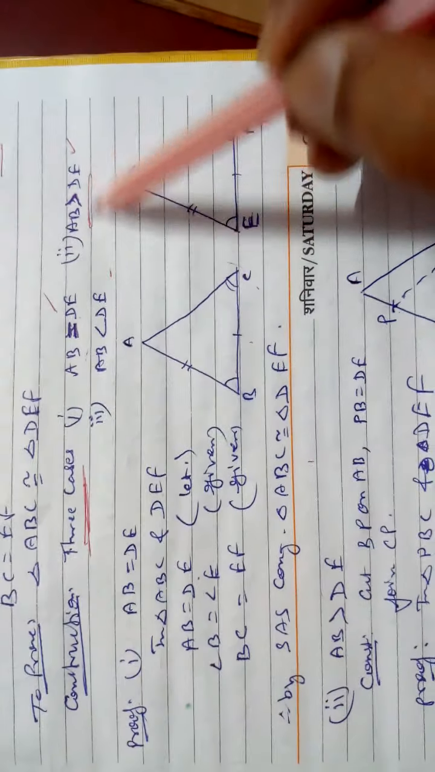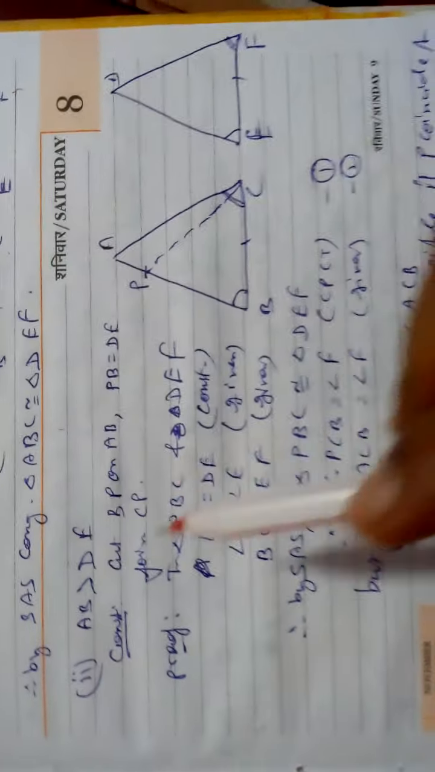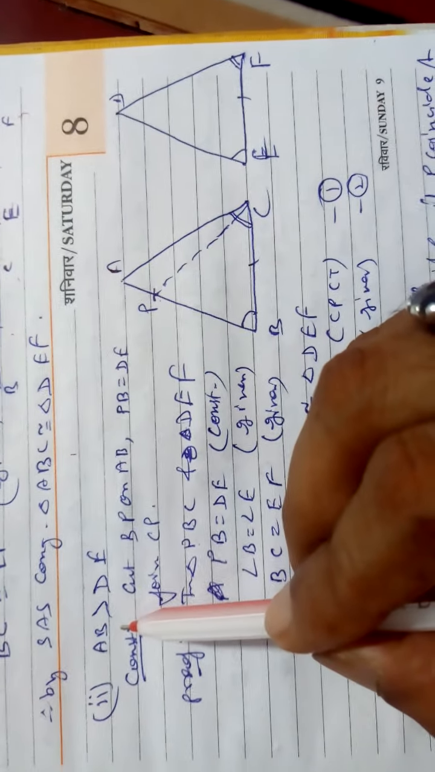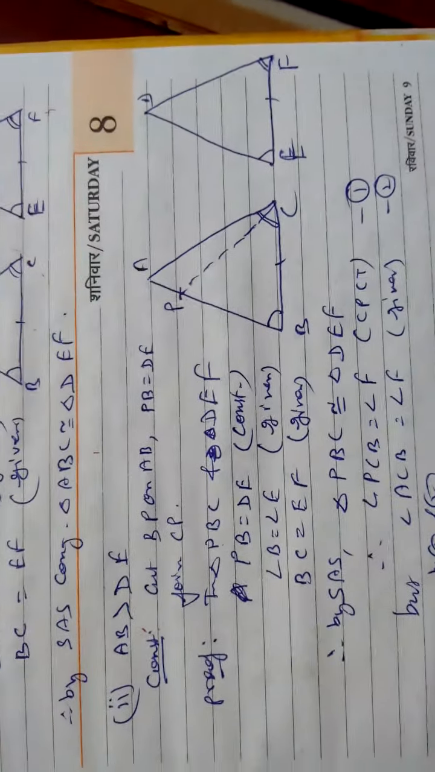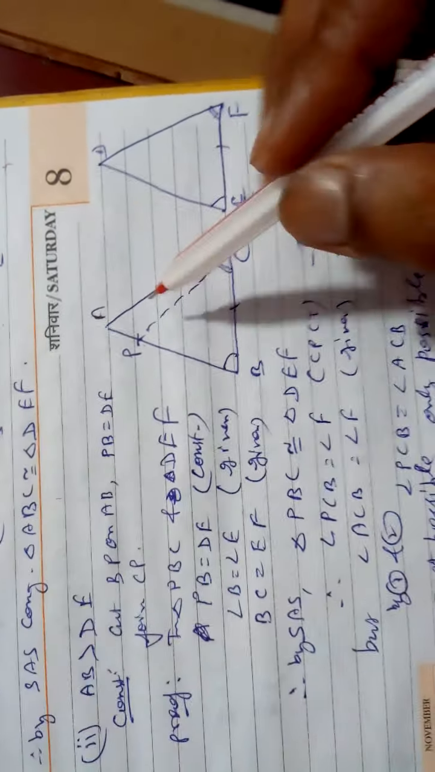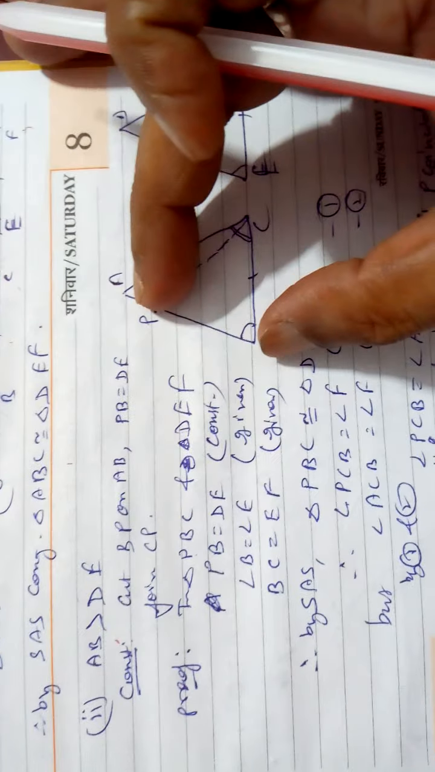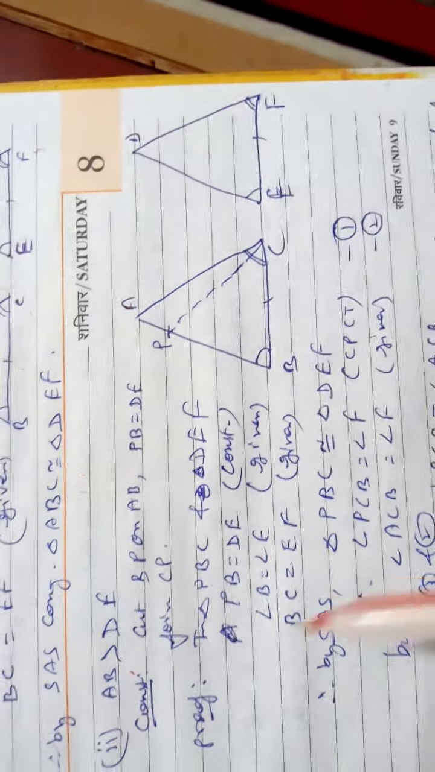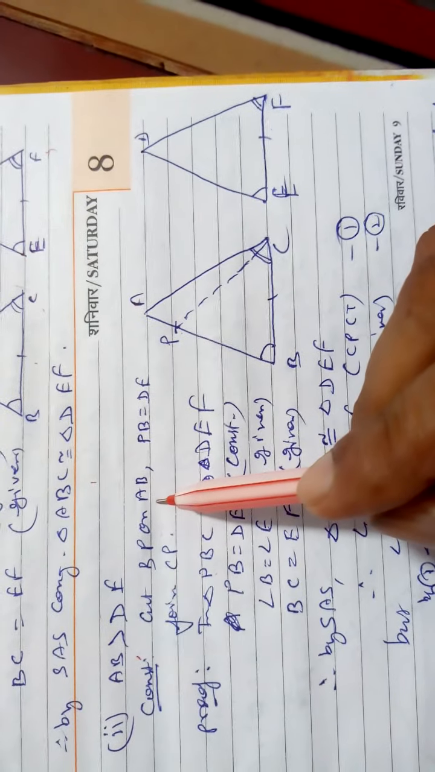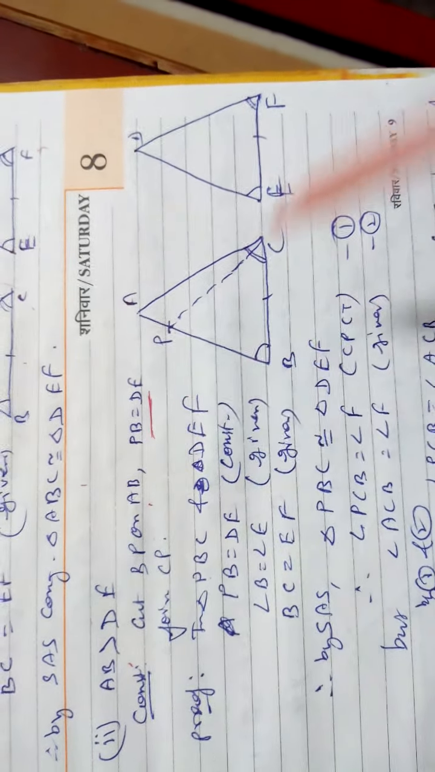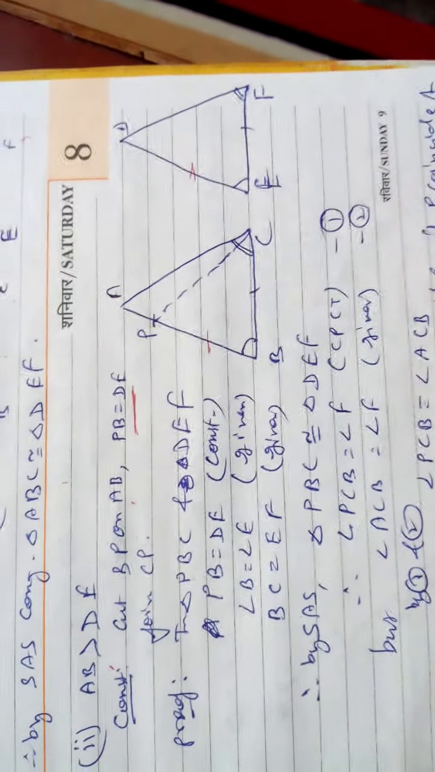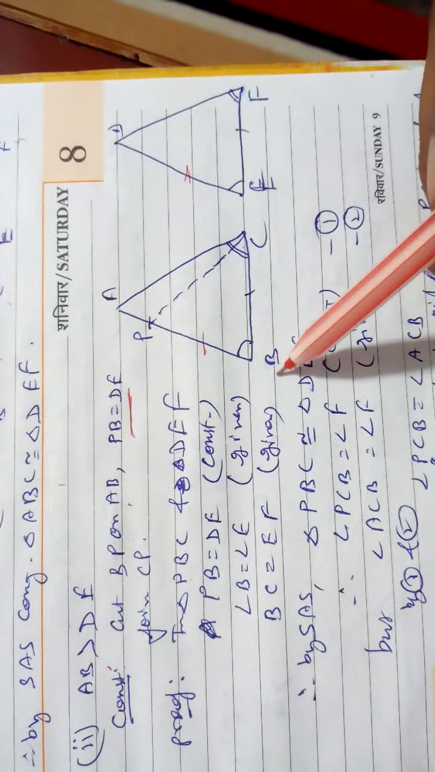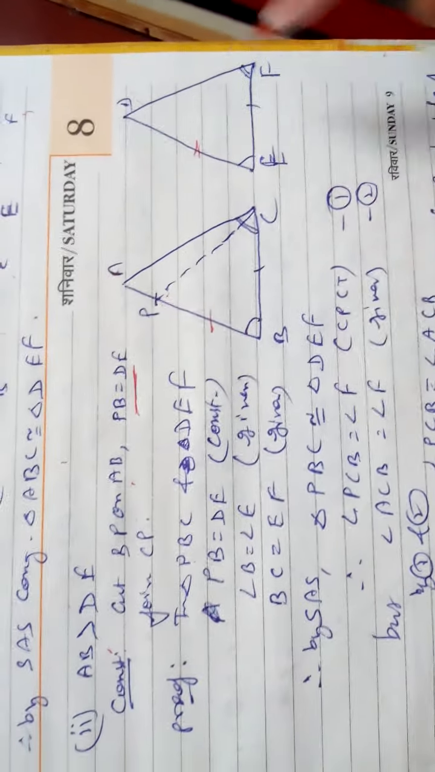In the second case, there will be a construction. Second case, I am letting AB is greater than DE. It is supposing, assuming that. If you are assuming, it means you cut BP from B equal to DE. Cut BP on AB such that PB is equal to DE. This is equal to this. Cut and then join PC. So you get PBC. This triangle and this triangle you compare.